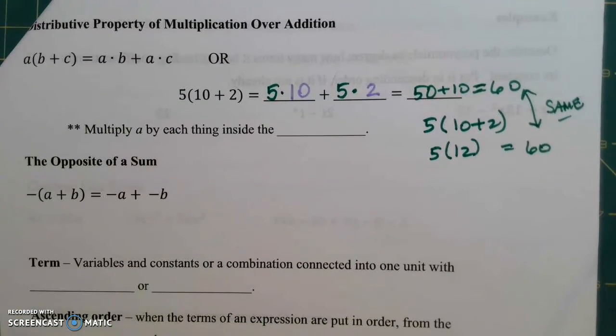All right, now the max of these videos is 15 minutes, so I will pause this to put one last thing in and then get it uploaded. Make sure that you are multiplying A by each thing inside the parentheses, and that is going to take care of the distributive property. And we will look at the opposite of a sum in the next video.